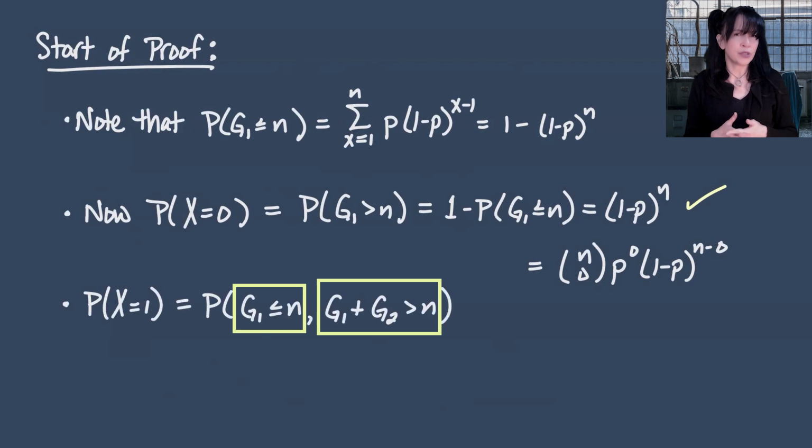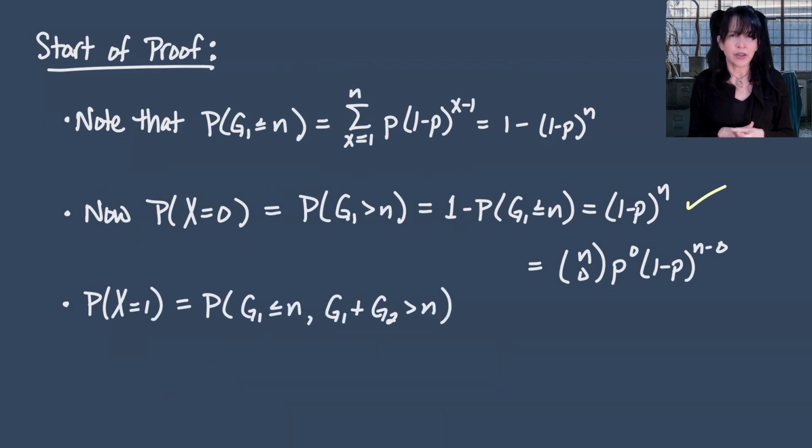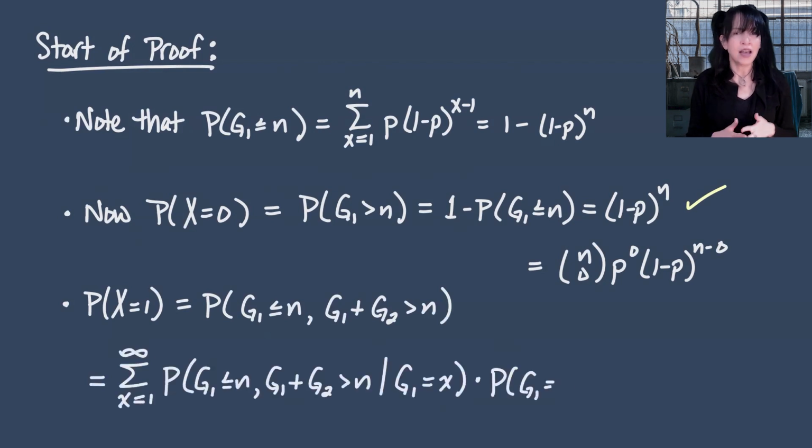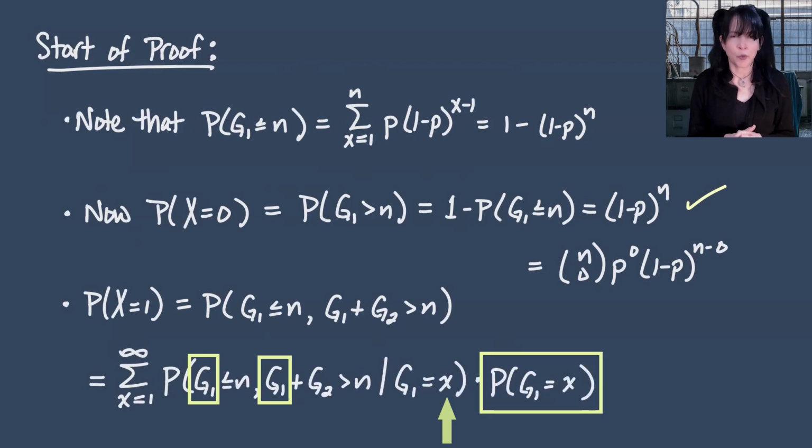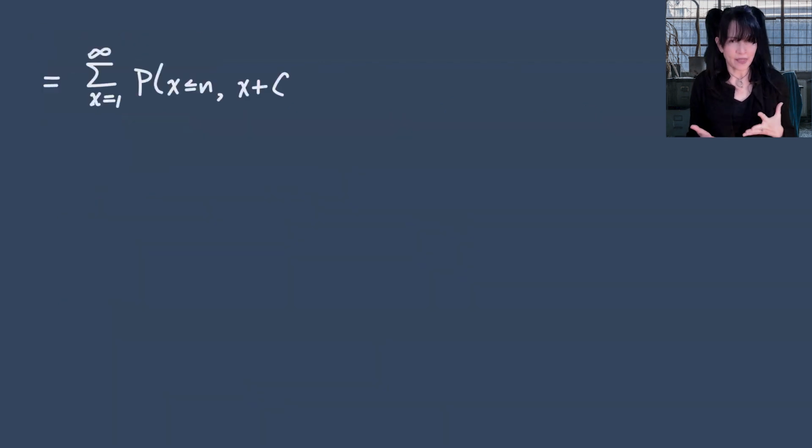But one way to deal with this would be to condition on the value of capital G1. This is equal to the sum as little x goes from 1 to infinity of the same probability given capital G1 equals x times the probability that capital G1 equals x. So I'm going to plug in capital G1 equals little x here, and I'm also going to fill in our known probability mass function for the geometric distribution starting from 1. And we end up with this.